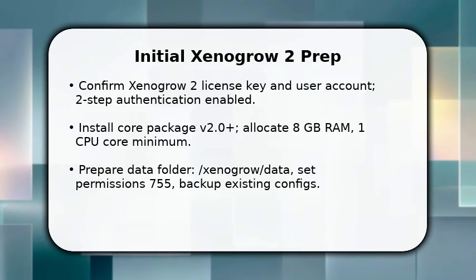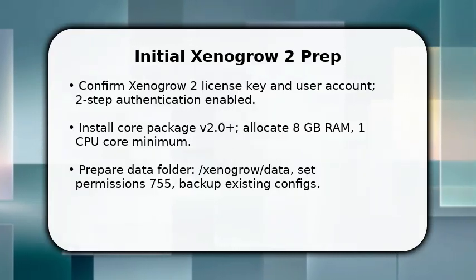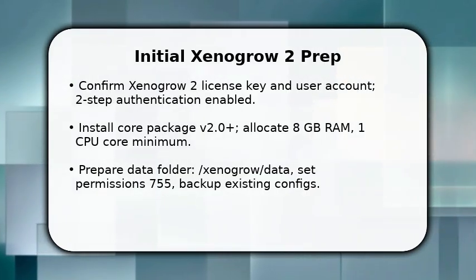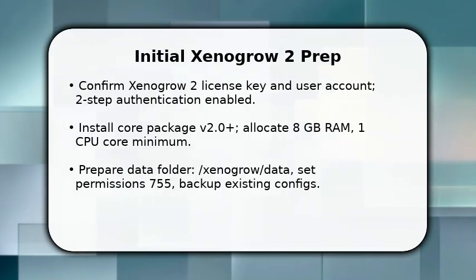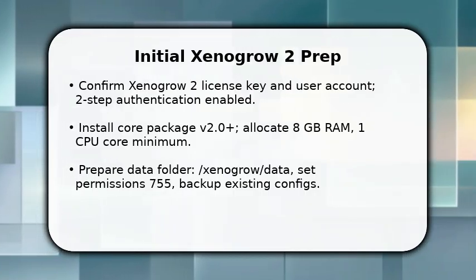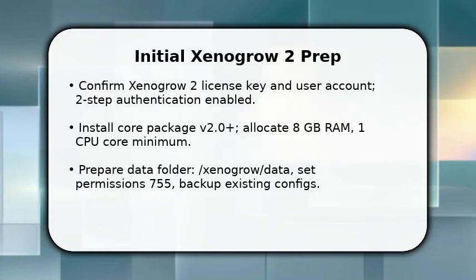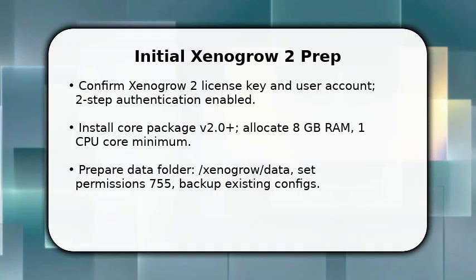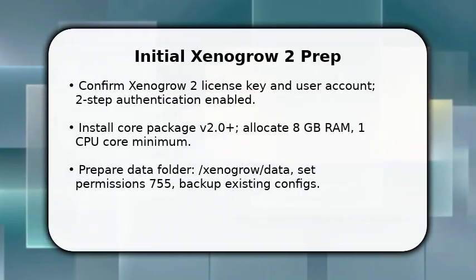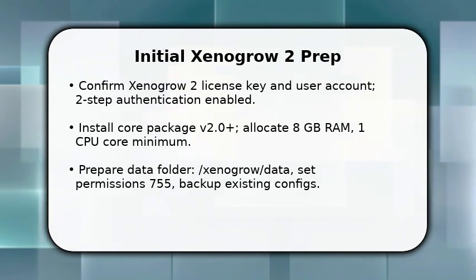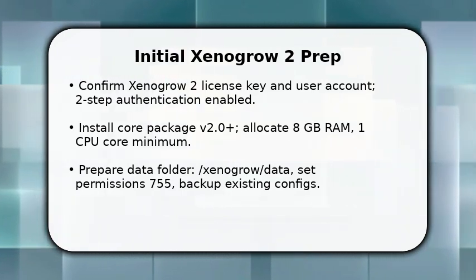You start by verifying your Xenogrow 2 license and enabling two-step authentication so access stays secure. Next, install the core package v2.0 or later and allocate at least 8 GB RAM and 1 CPU core. This prevents slow processing. Once done, create a dedicated data folder, /Xenogrow/data, set permissions to 755 and back up any previous configs so you can revert. Make sure network ports required by Xenogrow are open. This avoids connectivity failures during the next steps.